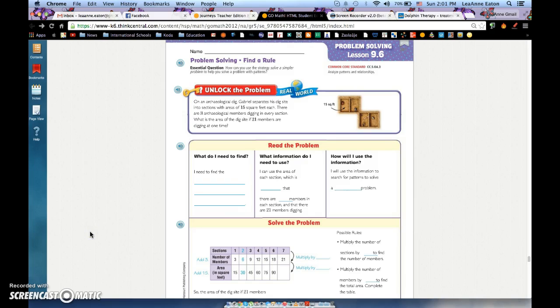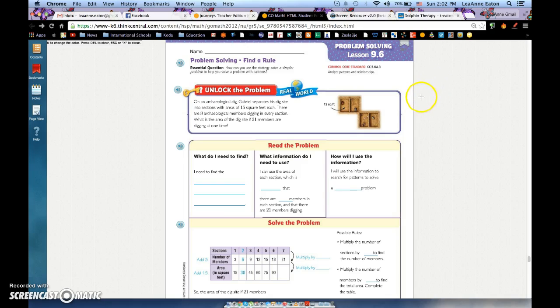So if we look, we're going to read the question. It says, on an archaeological dig, Gabriel separates his dig site into sections with areas of 15 square feet each. There are 3 archaeological members digging in every section. What is the area of the dig site if 21 members are digging at one time?